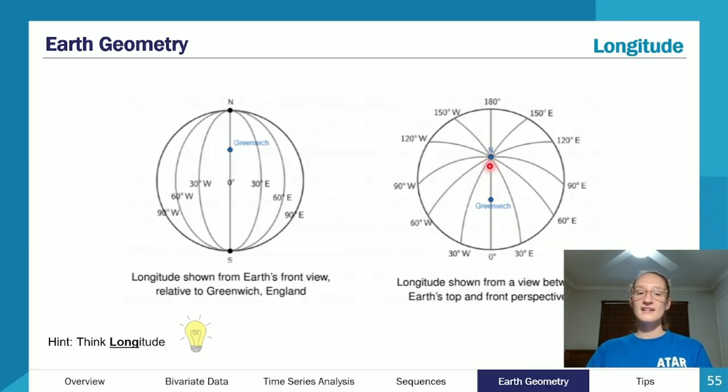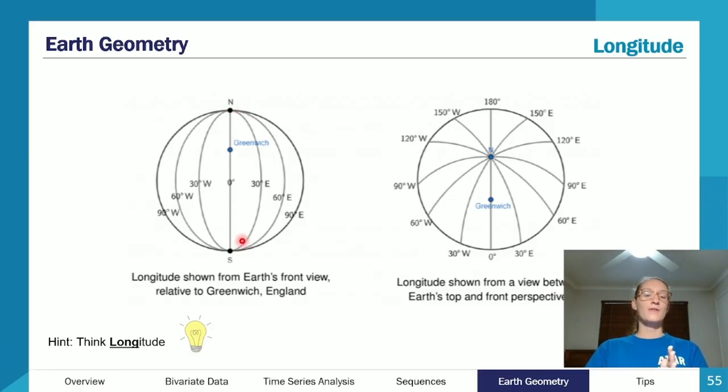So you can see here, like I said, this is a front-on view of the Earth. This is kind of a top-down view, so it might take your brain a second to wrap around what we're looking at. But here we can see we've got our prime meridian here, our 0 degrees.